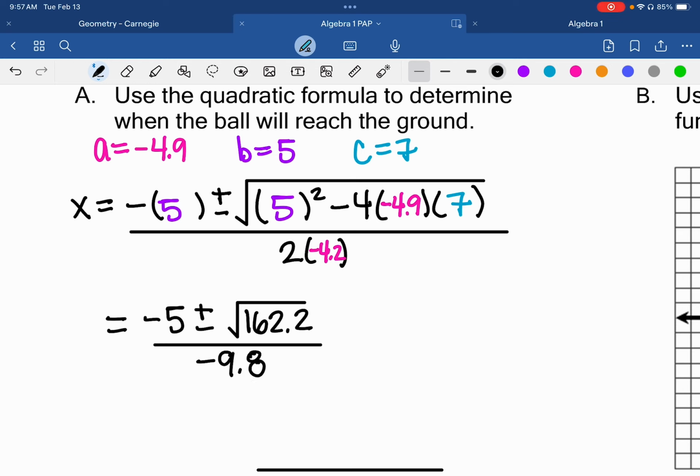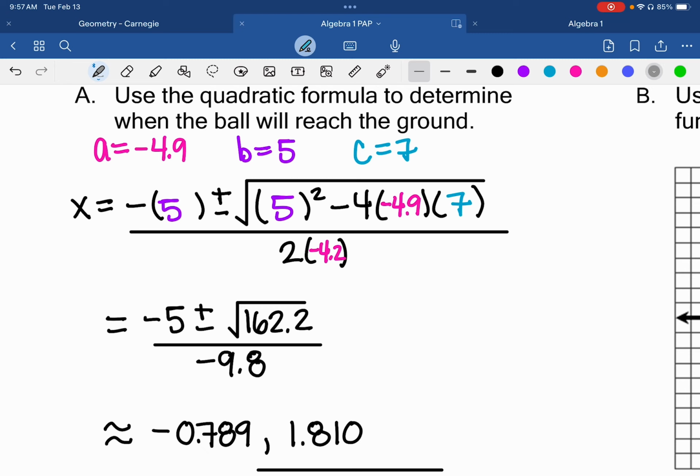Now, something like this, because I did get 162.2 as my discriminant, this one is going to go into decimal mode. So could I have just put the whole thing in? Yes. So if you take some time and read, you can save yourself some time while doing it. There are my two solutions.